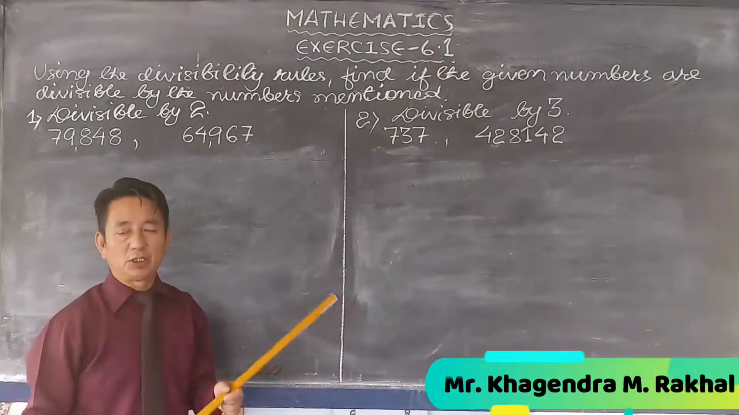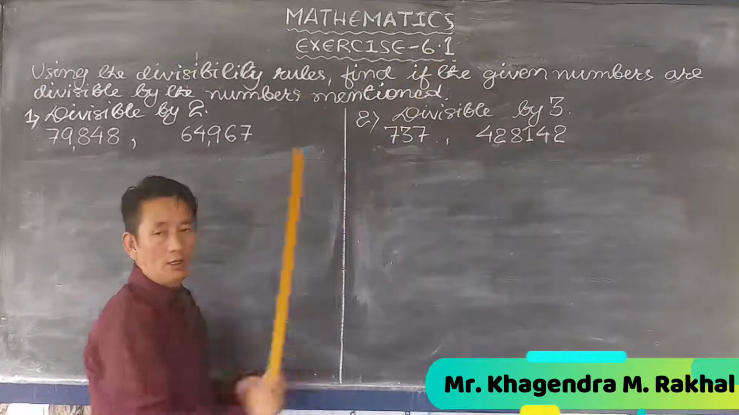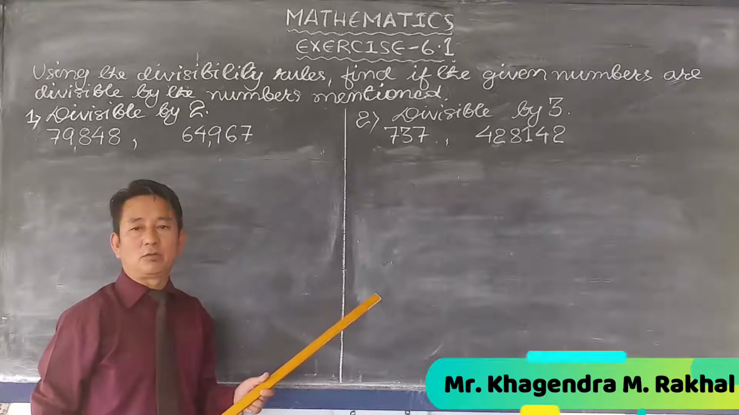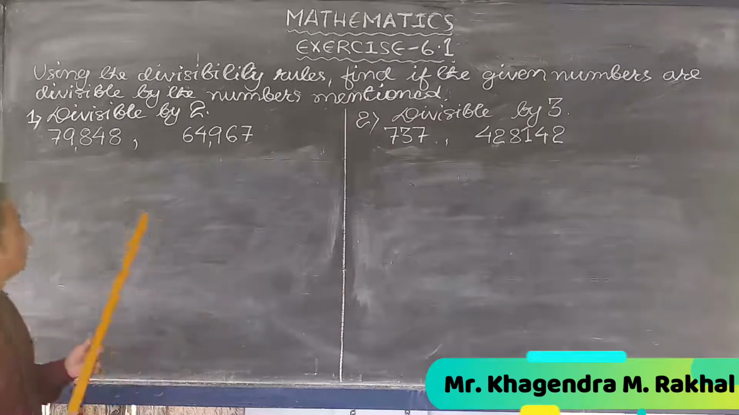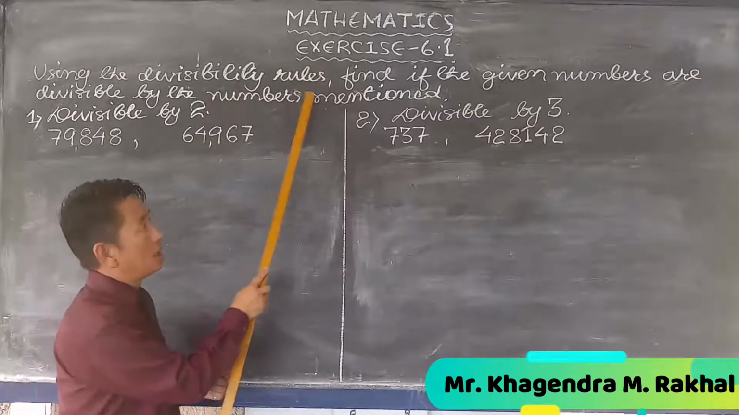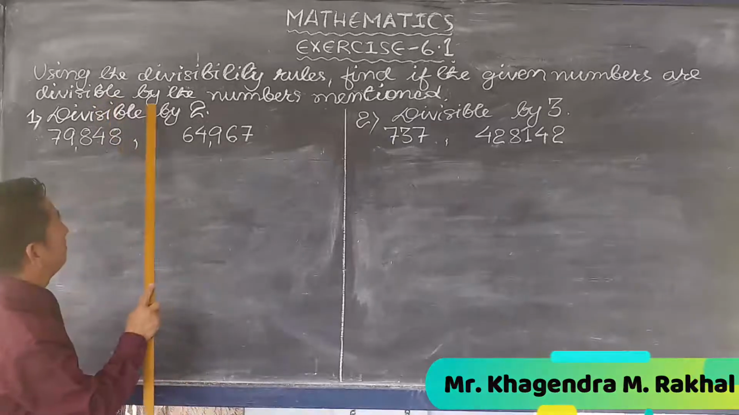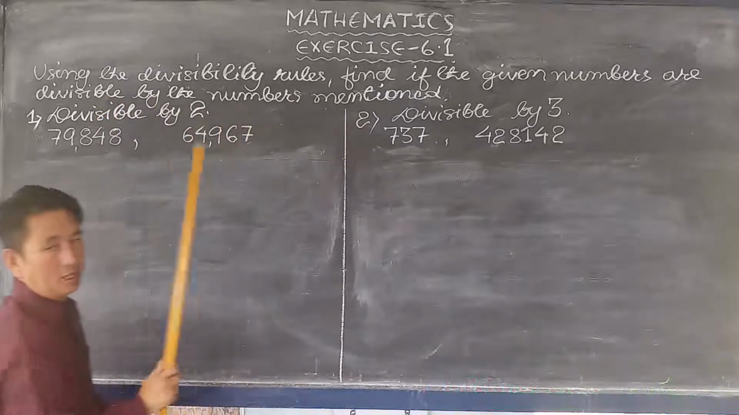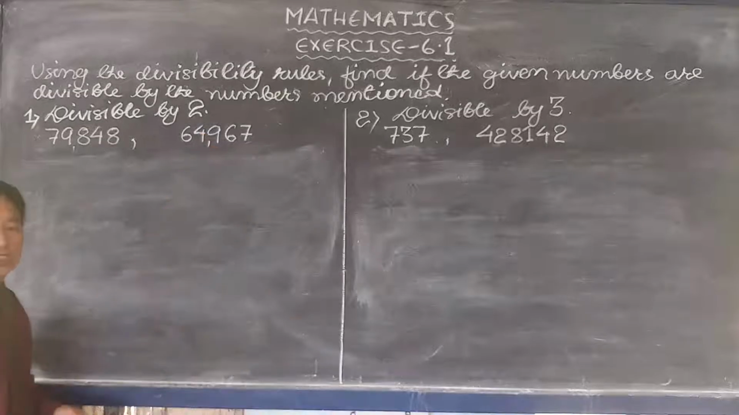Today we shall begin a new exercise in mathematics, that is exercise 6.1. For this you can refer to page number 110 in your textbook. I'll read out the question. Using the divisibility rules, find if the given numbers are divisible by the numbers mentioned. Question number 1, divisible by 2.